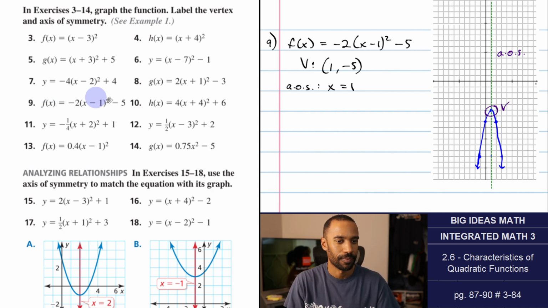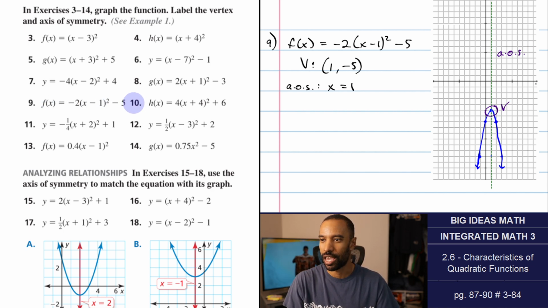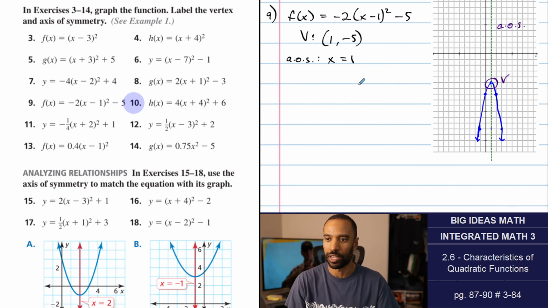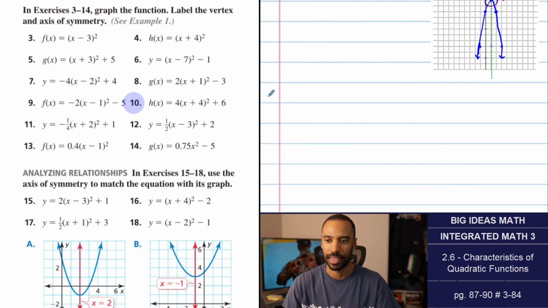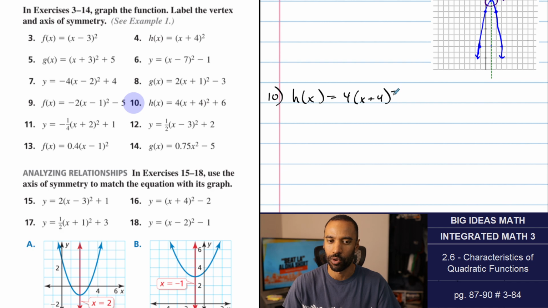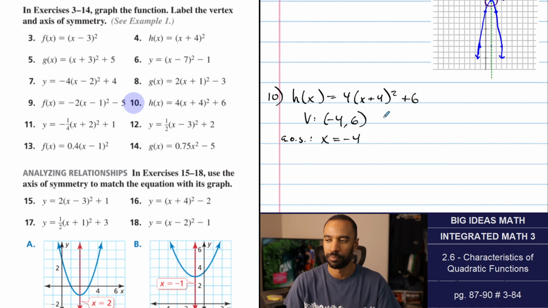Number 10. This is the same thing on the other side in that we'll see what we can fit because it goes up, and then it goes up, up, up. So we have h of x, so these are all positives. 4 times x plus 4 quantity squared plus 6. And remember, with that inside h value being positive, it's truly actually negative. Negative 4, 6, axis of symmetry at x equals negative 4. Okay.